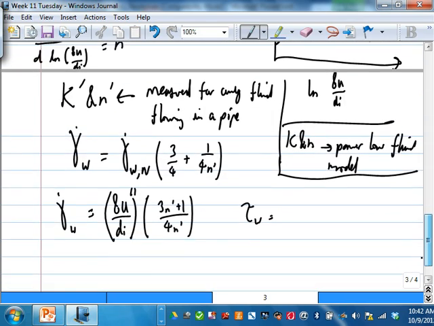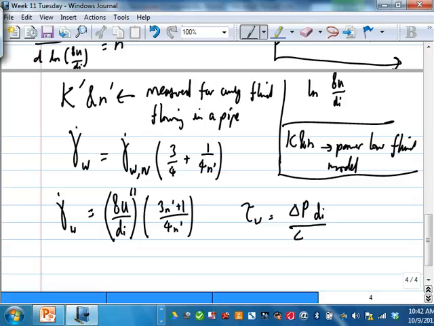Delta P di over 4L. Alright? So we know this one, so then the mu apparent equals shear stress at the wall over this one. So at any instant, based on our measurement and a bit of analysis, we already know what the viscosity at the wall is, given this particular shear stress and this particular strain rate. Alright? So now what we have done, we have converted our pipe flow experiment into a rheometer.